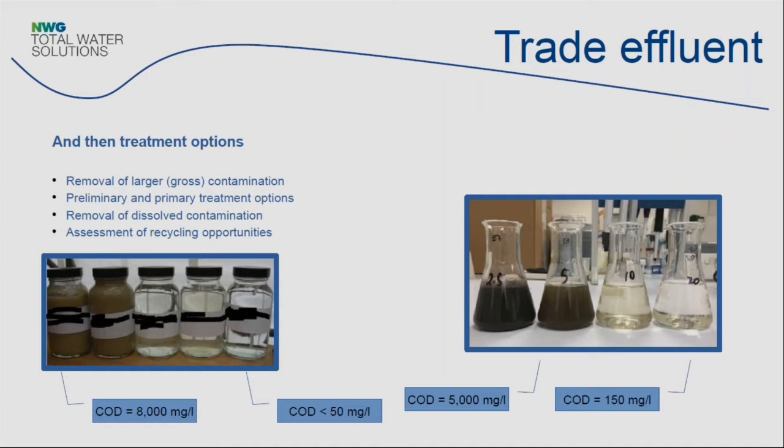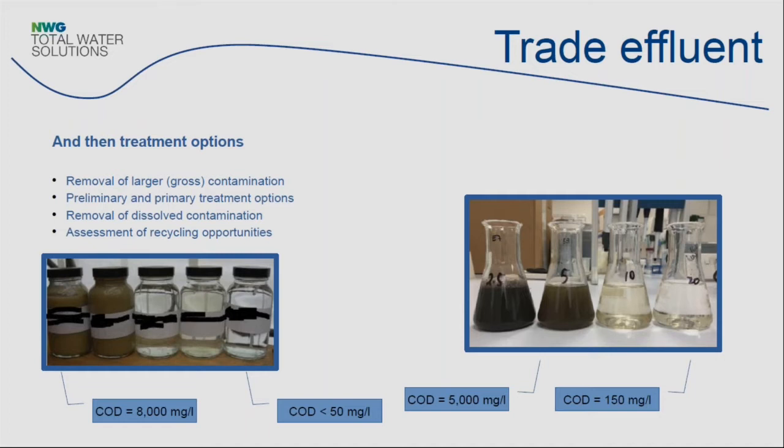On the right-hand side, that was the treated effluent. And you can see that the COD, the chemical oxygen demand, which is a measure of the gross contamination, of the untreated effluent was about 8,000 milligrams per litre. So that's 8,000 parts per million. If you look at the jar on the right-hand side, the COD of that was actually less than 50 milligrams per litre. And that was from a pilot trial of some treatment equipment.